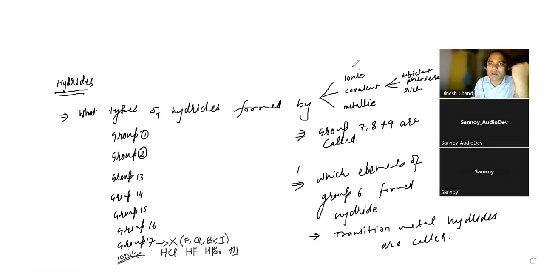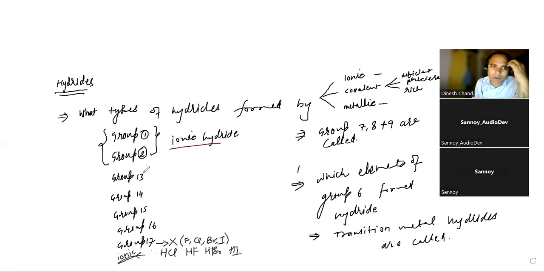So out of all this, we have to tell which one. If you talk about group 1 and 2, they are going to form the ionic hydride, like LiH, NaH. So groups 1 and 2 form what type of hydride? Ionic. They form the ionic hydride.